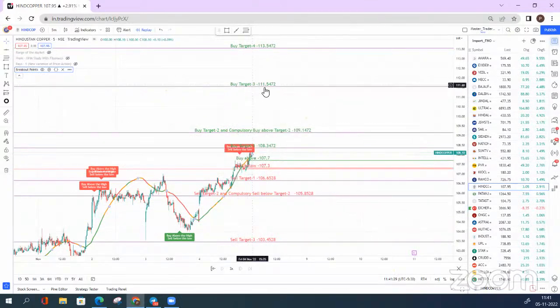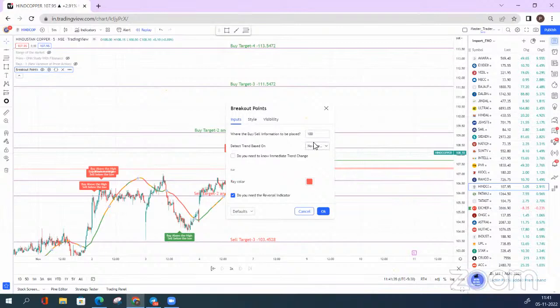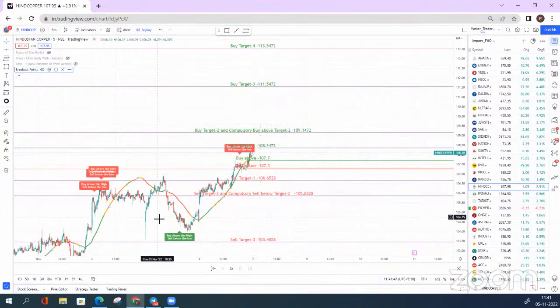You can go for a target. It's a compulsory buy above this one. It's just moving your cursor and moving your thing, how to do it. Okay, so that's what it's all about. So these two are the main thing. And one more, right?